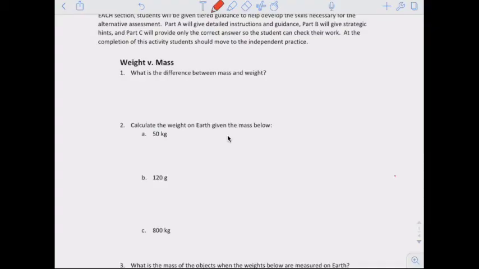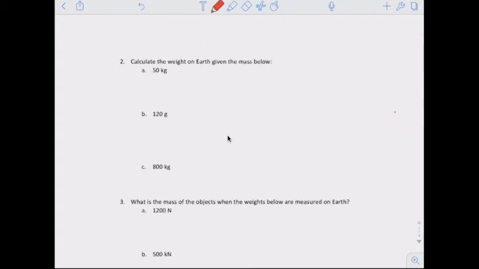So let's go ahead and start the Unit 3 guided practice in your remediation practice. Looking at weight versus mass, it says, what is the difference between mass and weight? Mass is the same no matter where you are in the universe, and weight is a measure of the pull of gravity on mass.